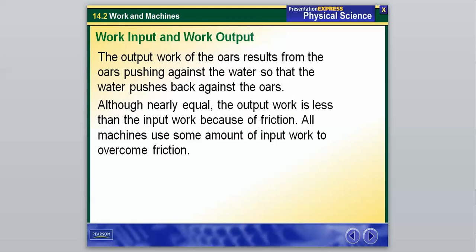Okay. Then the output work of the oars results from the oars pushing against the water, so that the water pushes back against the oars. Although nearly equal, the output work is less than the input work because of friction. All machines use some amount of input work to overcome friction. So if this was a frictionless environment, it'd be a little bit easier to row through there, but you're always going to have to put in a little more work to try to overcome that friction.